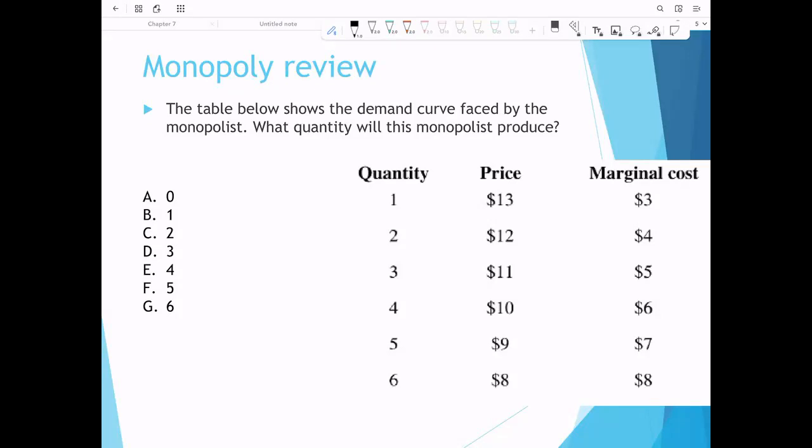Okay, maybe spend another minute on this one and then we'll, or maybe less. It looks like nobody's working on it.